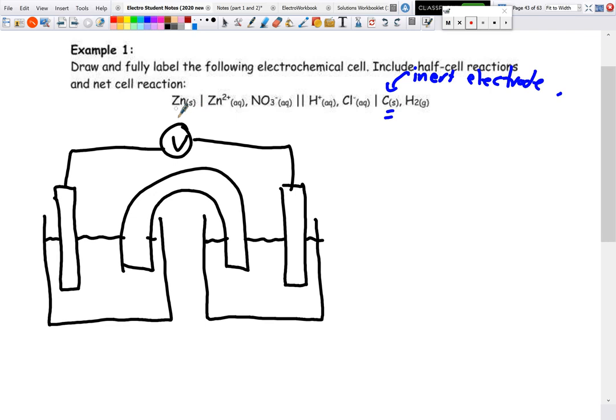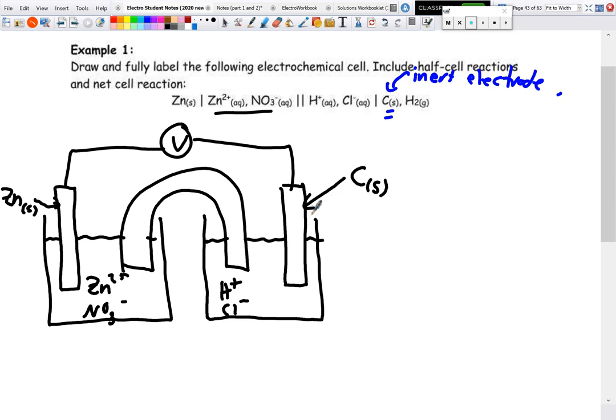So the fact that we have our solid, and this is the anode portion, so we know this right here is zinc solid. And our electrolyte solution is Zn2+ and NO3-. So that's one half of our cell over here. Our other half, after a phase boundary, our electrolyte solution is H+ and Cl-. Our solid is carbon solid.